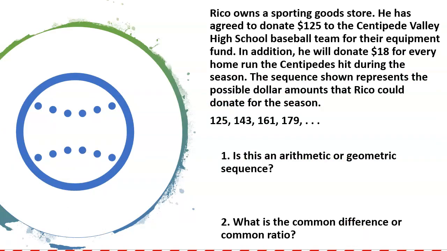Okay. Here's a word problem for us. Rico owns a sporting goods store. He has agreed to donate $125 to the Centipede Valley High School baseball team for their equipment fund. In addition, he will donate $18 for every home run the Centipedes hit during the season. The sequence shown represents the possible dollar amounts that Rico could donate for the season.